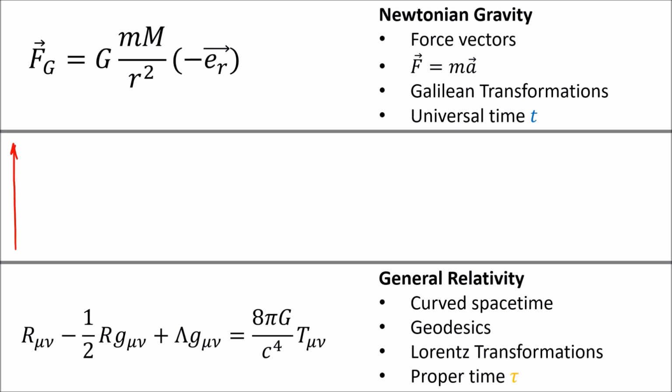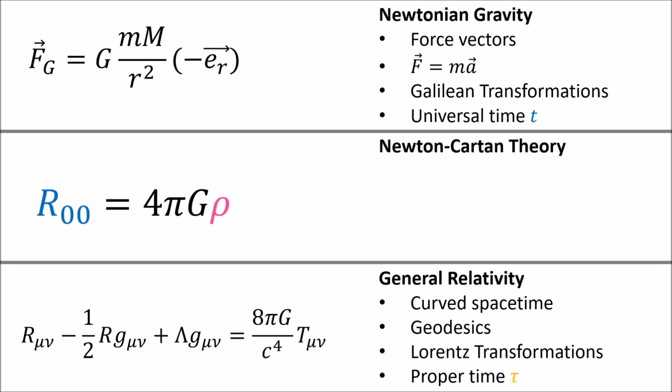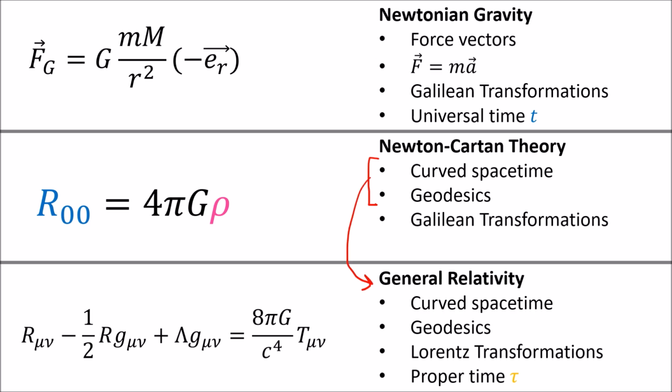There's a pretty big gap between the simple Newtonian theory of gravity and the complicated general theory of relativity. The good news is that there's a theory that sits in between called Newton-Cartan theory that can help us close the gap. Newton-Cartan theory uses curved spacetime and geodesics to calculate the motion of objects, just like general relativity. But it uses Galilean transformations and a universal time coordinate like in Newtonian gravity.